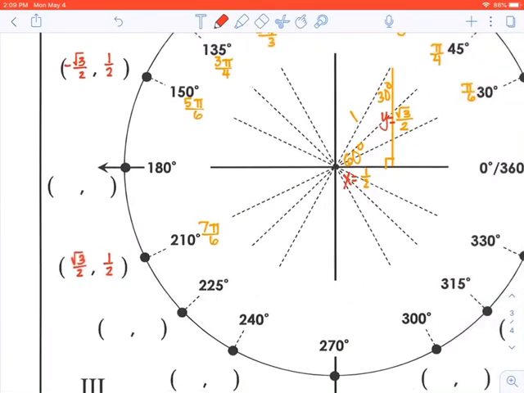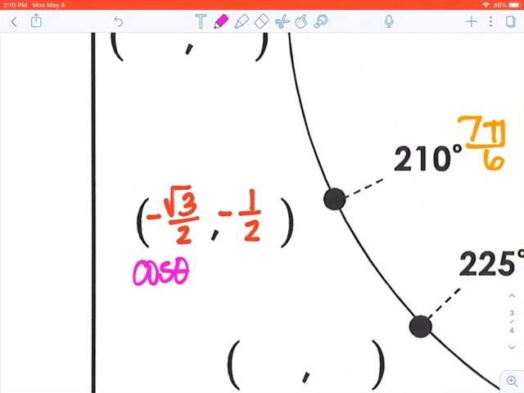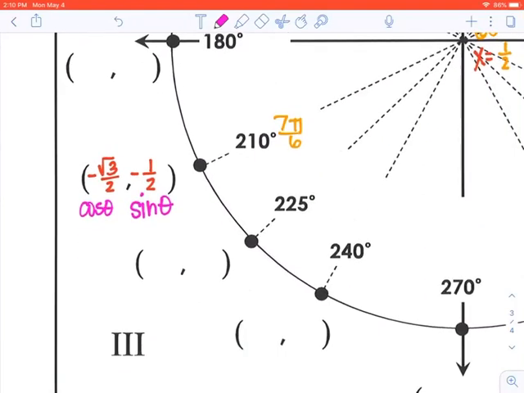In the third quadrant, your x's are negative, your y's are negative, okay? And so for this point, although the numbers are the same, it is negative root 3 over 2, negative 1/2. So for all of these points, they're going to be the same numbers, but x and y will be negative. So if I ask you what the cosine of 210 degrees is, you will say negative root 3 over 2. Or if I say the sine of 7 pi over 6, you will say negative 1/2, because x is cosine, y is sine. Okay? And we keep going.